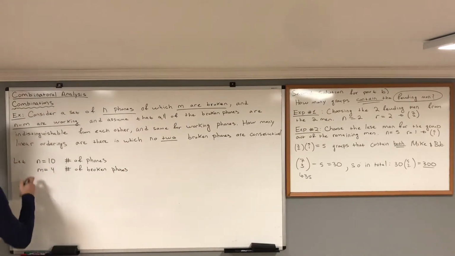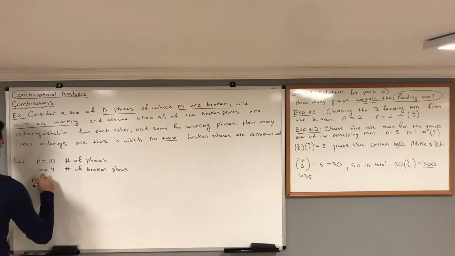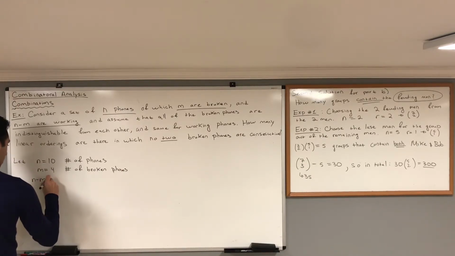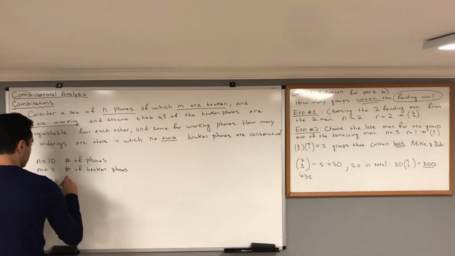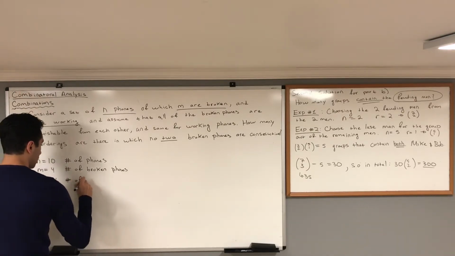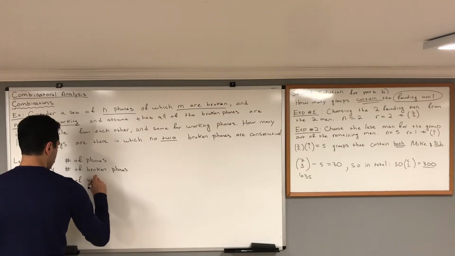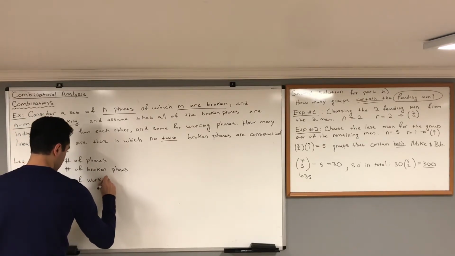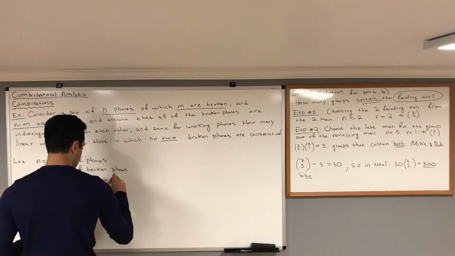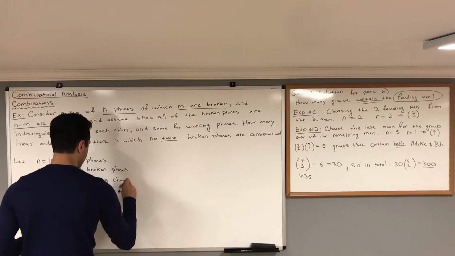That must mean n minus m of them. 10 minus 4, 6 of them are working. So they work. Number of working phones. Great.